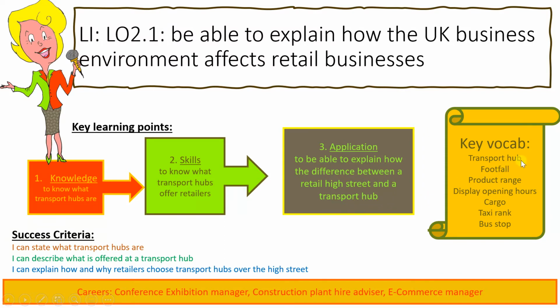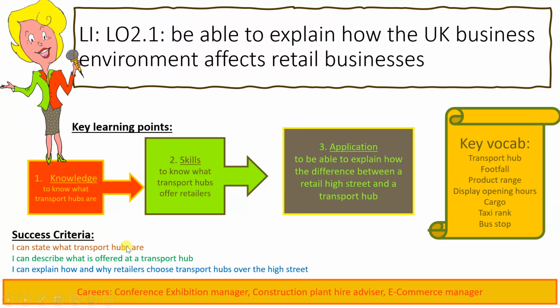So over in the key vocabulary, well, guess what? We've got transport hub. Then we go back to footfall, which is the number of potential customers going by the retailer. Product range, the number of products. Display opening hours, so it's the opening hours of the business and when they're displayed. Cargo, because that's business to business, it's the storage, it's the actual products. Taxi rank and bus stop, knowing the difference between the two. Taxi rank is where you get a taxi, obviously. A bus stop, you get a bus, but the fact that these two are not transport hubs.